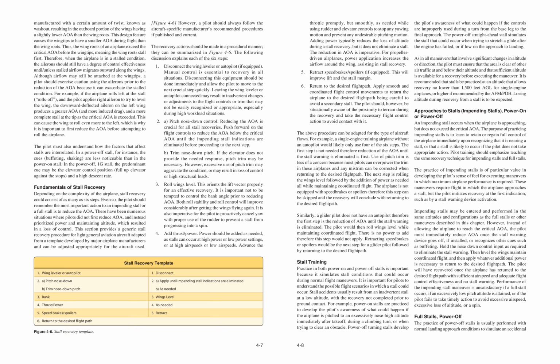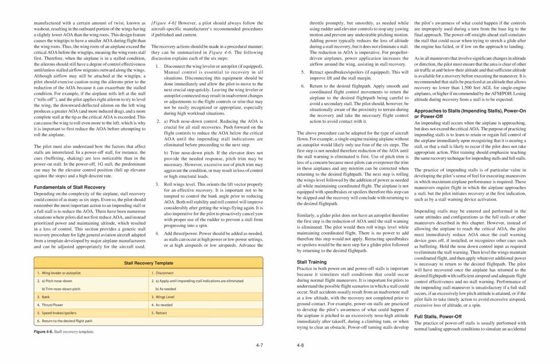Approaches to stalls, impending stalls, power on or power off. An impending stall occurs when the airplane is approaching, but does not exceed, the critical AOA. The purpose of practicing impending stalls is to learn to retain or regain full control of the airplane immediately upon recognizing that it is nearing a stall, or that a stall is likely to occur if the pilot does not take appropriate action. Pilot training should emphasize teaching the same recovery technique for impending stalls and full stalls.